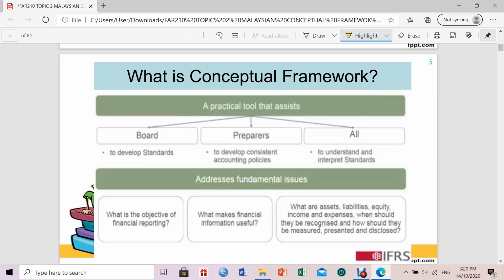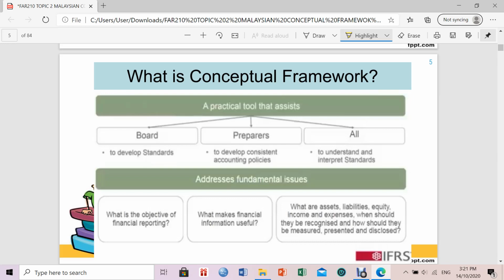And then it will assist the preparers. Who are the preparers? Preparers are basically those who prepare the financial statements for a company or an organization, or we can say an accountant. How does this conceptual framework help the preparers? It helps them to develop consistent accounting policies, especially when no standard applies to a particular transaction or other event, or when a standard allows a choice of accounting policy. Then we go back to the conceptual framework.